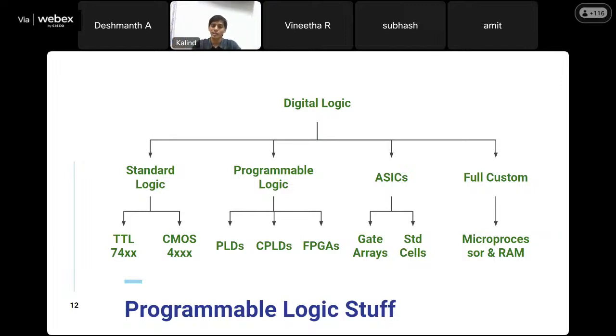And then you have another set called ASICs, which are application specific ICs. Under them, you have gate arrays, and then you have standard cells. We'll talk more about what ASICs are in the upcoming slides. And if you have full custom designs, like a full custom design logic circuit, then inside that come microprocessor and RAM.